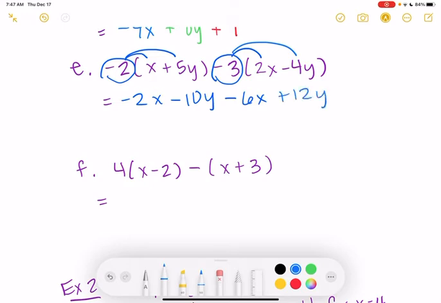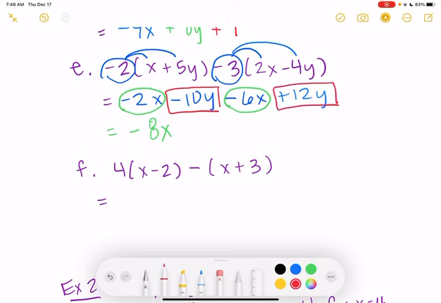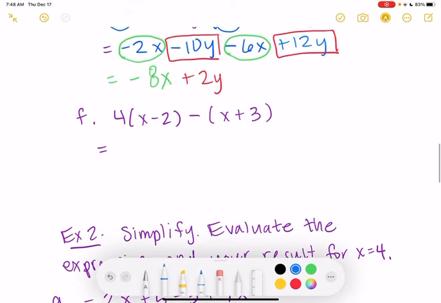Now we're going to look for all of our x's. So I see a minus 2x and I see a minus 6x. So that's going to be a minus 8x. And then I'm going to look for my y's. So I have a minus 10y and a positive 12y. If I combine those terms, I have a positive 2y. For the next one, I'm going to grab this 4 and distribute it to the x. So I have 4x.